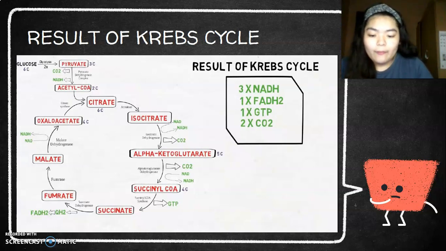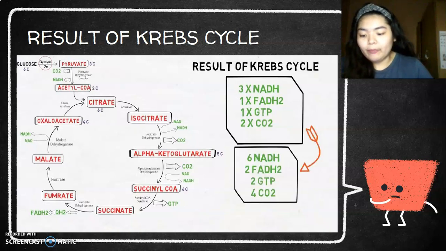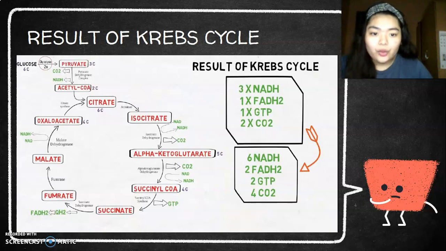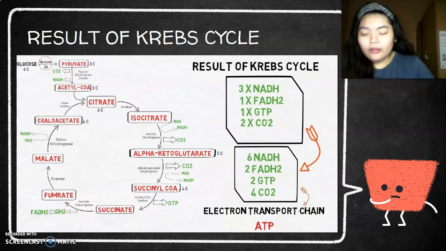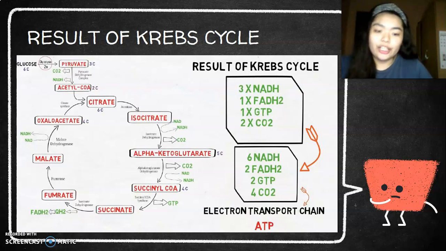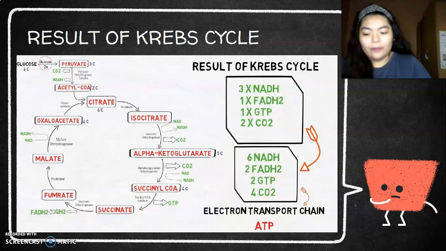carbon dioxide. Now, since glucose is split into two pyruvate compounds, for each molecule of glucose, this cycle runs twice. Hence, the products formed are 6 NADH, 2 FADH2, 2 GTP, and 4 carbon dioxide. All the NADH and FADH2 are next fed to the electron transport chain for the generation of ATP.